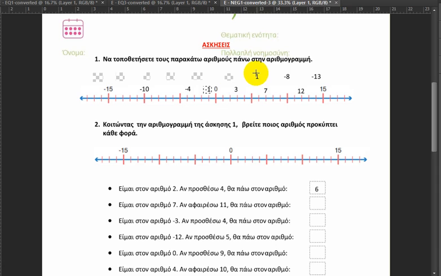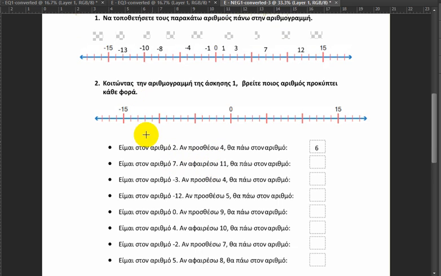Minus 1 goes here. 1 goes here. Minus 8 is going to go here. And minus 13 goes here. All right, let's move on.